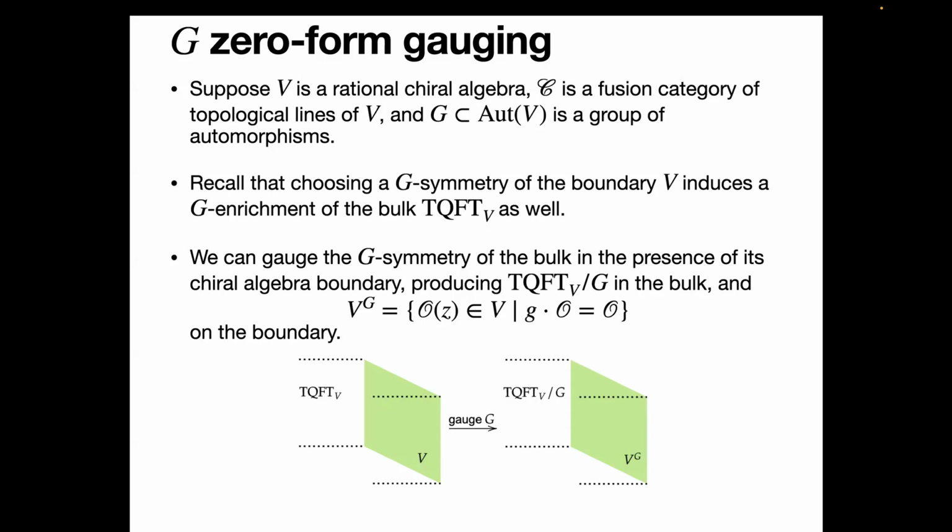And the claim is that when you do this, the bulk goes over to the usual thing it goes over to when you gauge a G symmetry. And the boundary goes over to, you effectively project down onto the G-invariant states on the boundary.